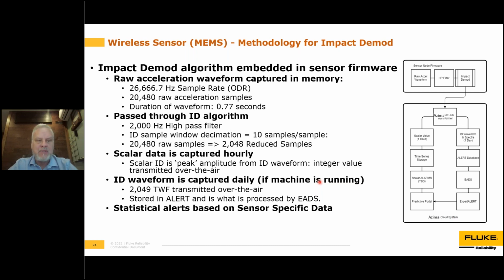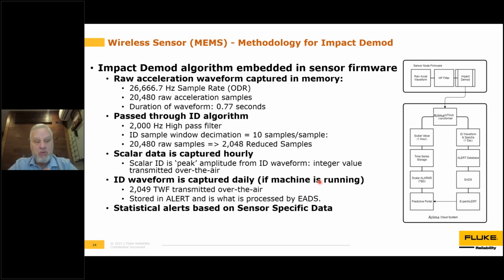And that gives us 20,480 raw samples. So we get a time waveform of that resolution. We put that into a memory buffer because, again, remember, this is all digital at this point. We apply a 2,000 hertz high pass so that we remove all the machine motion. And then we decimate that at 10 samples per sample to give us a 2048 reduced sample time waveform.